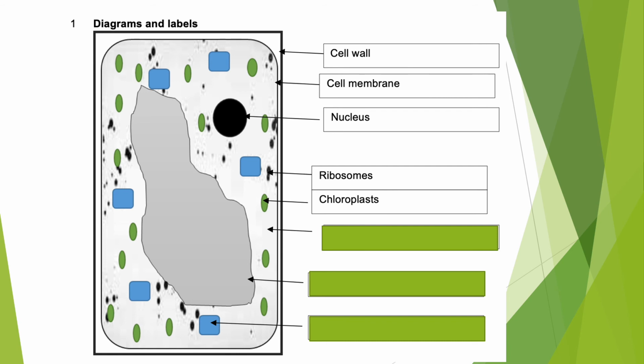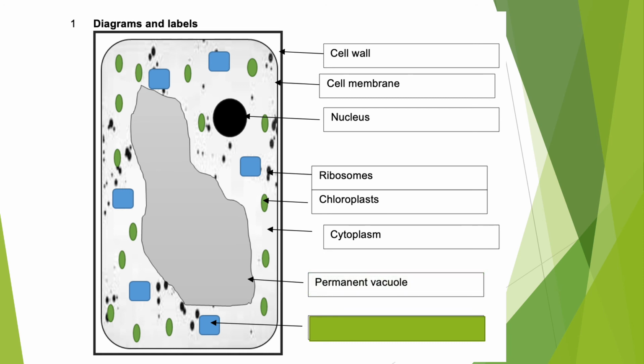The next one is pointing to the fluid or the substance inside of the cell where everything is resting, and that's going to be your cytoplasm. The next one is pointing to the large, weird shape in the center of the cell. The size of it is actually a giveaway, because this is the permanent vacuole. The permanent vacuole takes up quite a bit of space inside of the plant cell.